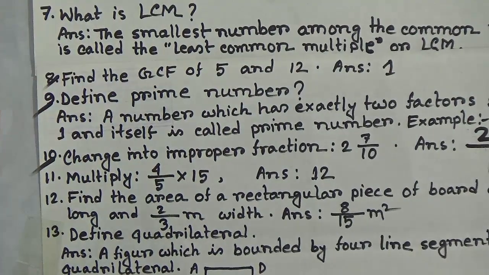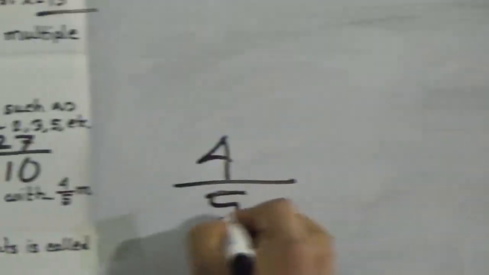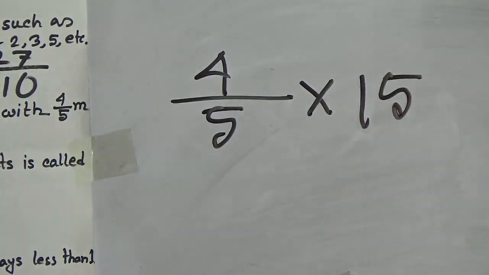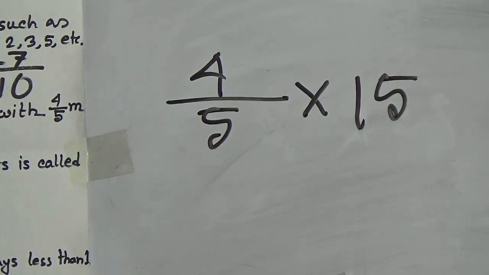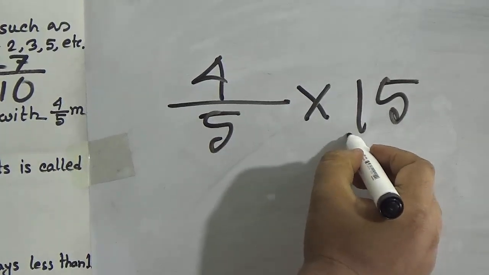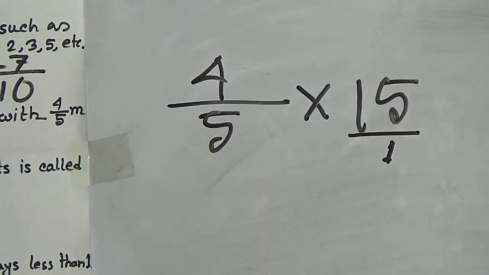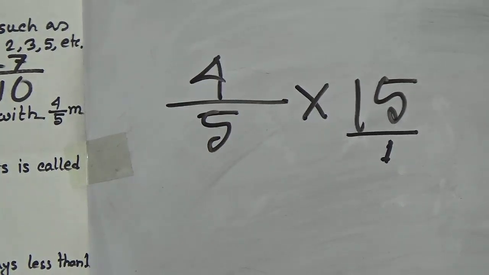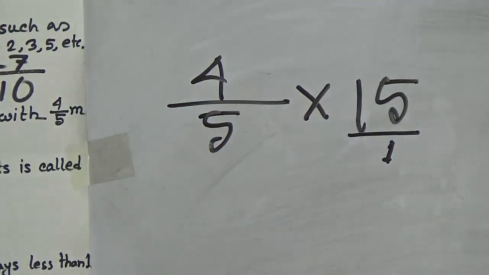4 by 5 multiply 15. We know that every number has a denominator which is 1. Suppose we consider 15 has a denominator which is 1. Now we multiply these two numbers.